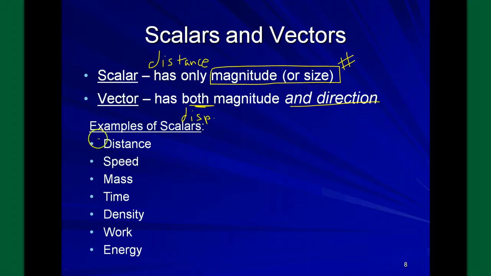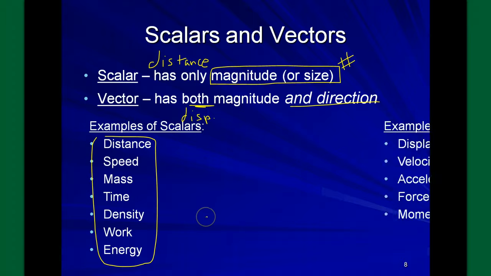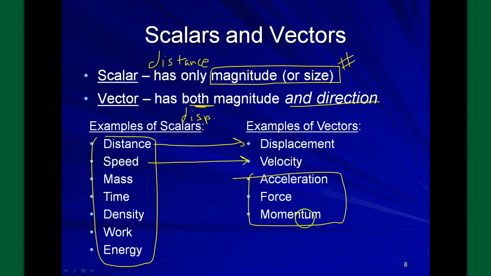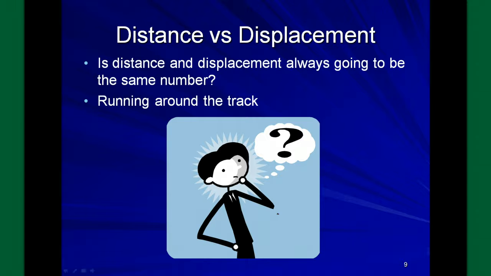Examples of scalar quantities are these: distance, speed, mass, time, density, work, energy. A lot of these things we're going to get to later on. Vector quantities are their counterparts. The counterpart of distance is displacement. Displacement is distance with a direction added in. Same thing with speed and velocity. Velocity is the vector counterpart of speed. These down here are a little bit different. Acceleration, force, and momentum, all of those are going to be vector quantities as well.